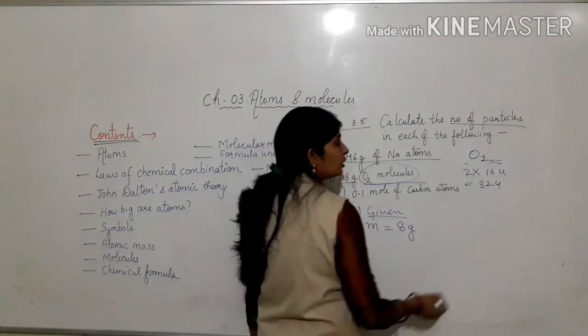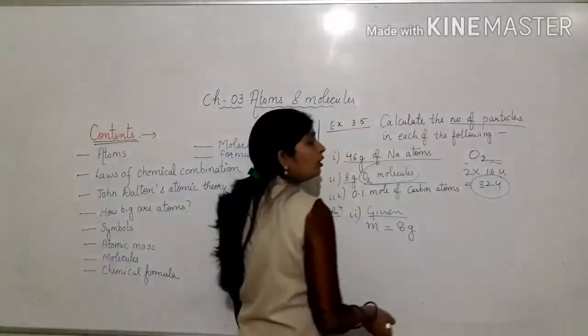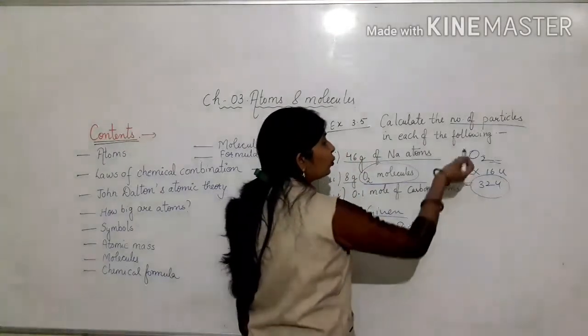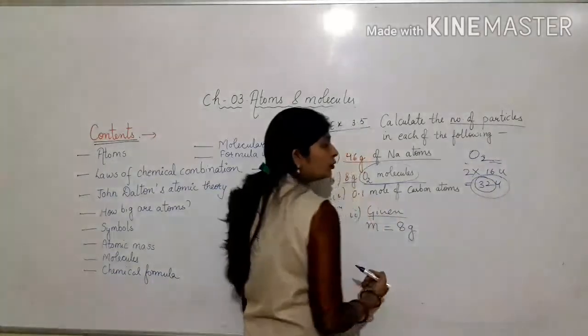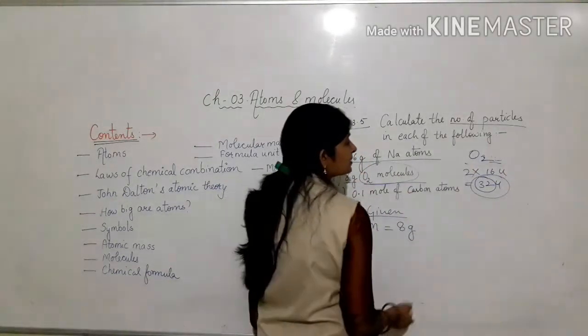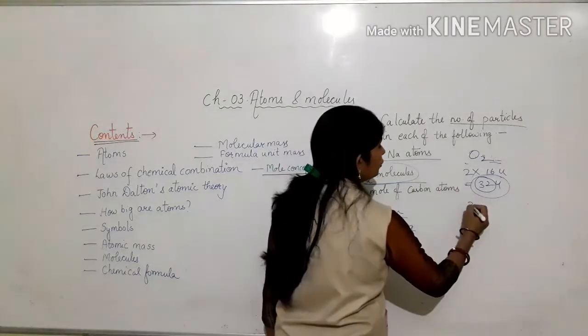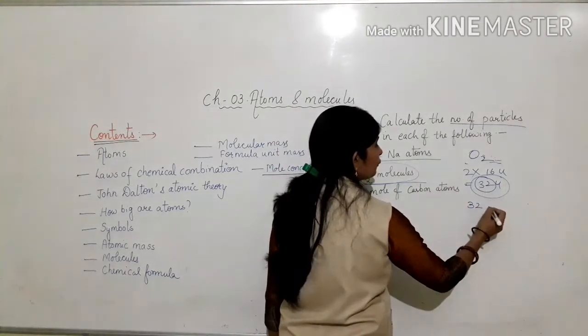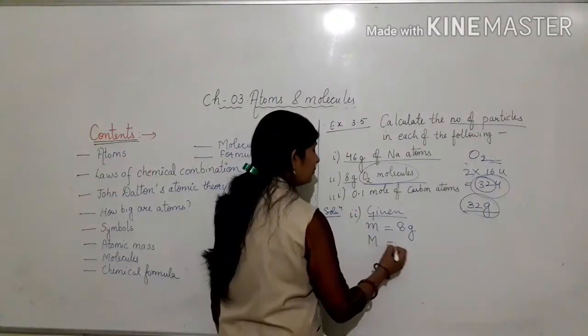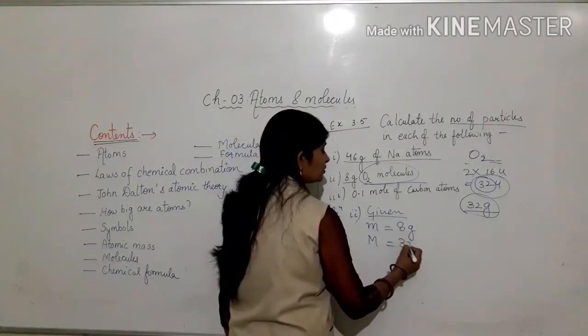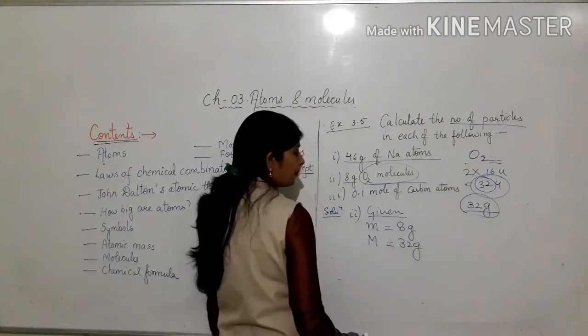So 32U is the molecular mass of O2, or oxygen molecule. It has numerical value 32. So its molar mass has also the same numerical value 32. In place of U, we will write G. So this is the molar mass, capital M, of oxygen molecules, that is 32 gram.